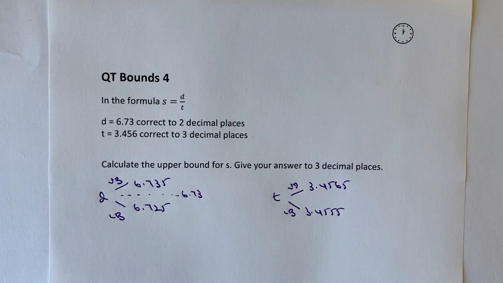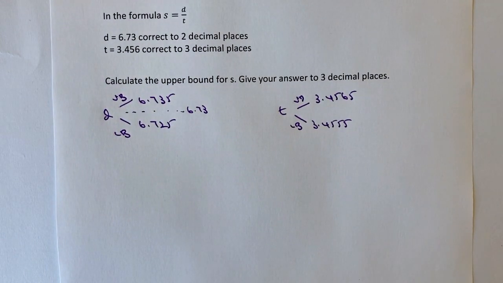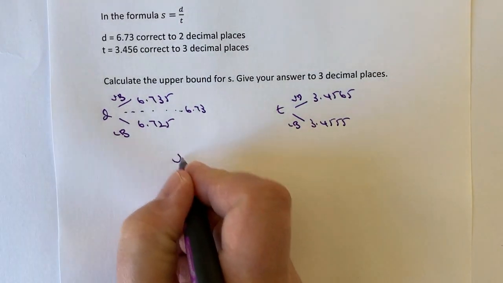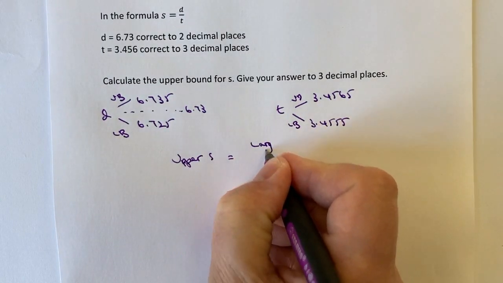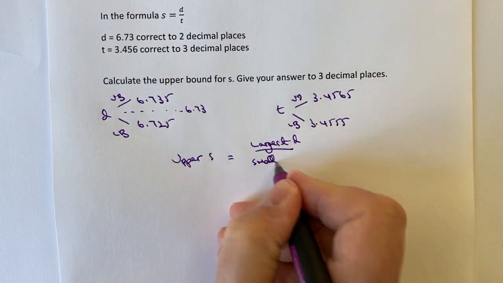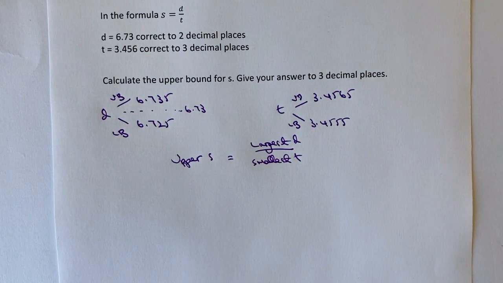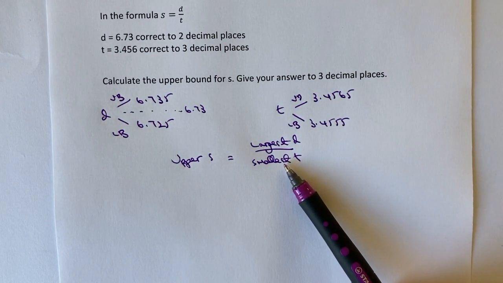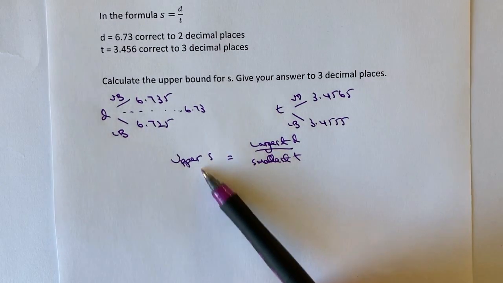Okay, and what we're being asked to do is calculate the upper bound for S, and this is really important. These questions are quite frequent in GCSE actually, so you need to maybe have a practice if you see very similar questions to this. But what we're being asked to do if we're trying to get the upper bound, the upper value of S is going to be the largest d divided by the smallest t. And if you think about that, that's going to give you the biggest number, because if this is the smallest amount divided into the largest amount, that's going to give you the largest output.